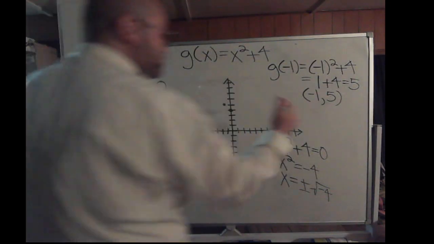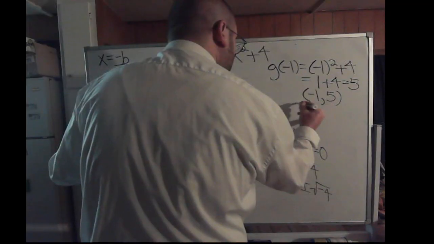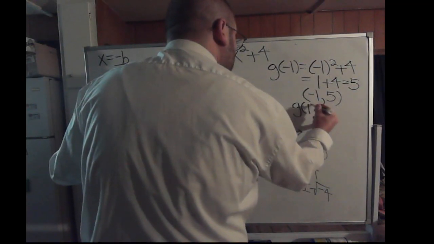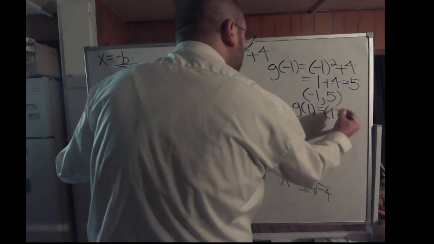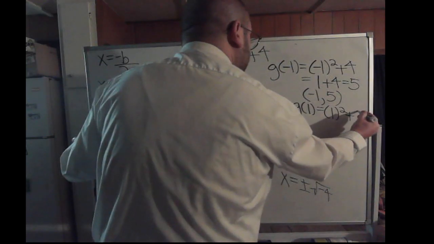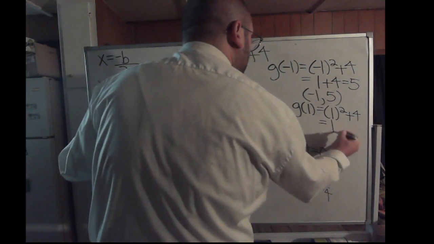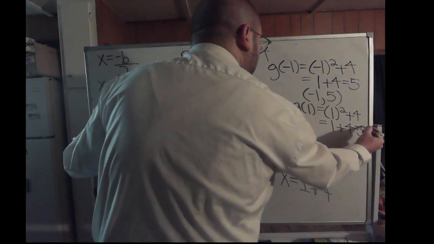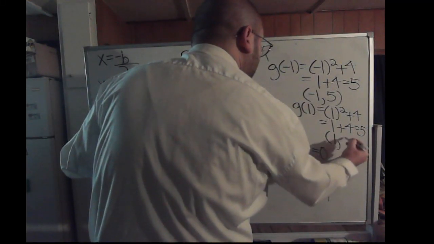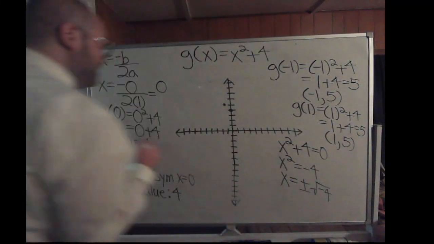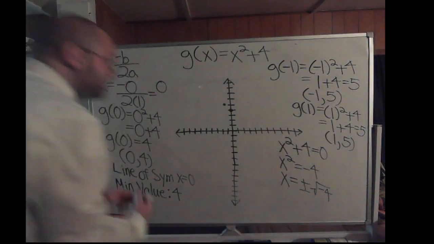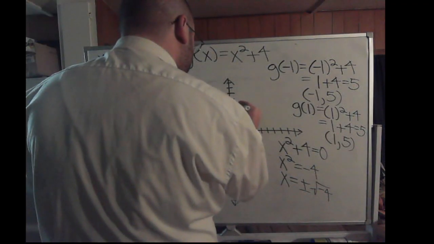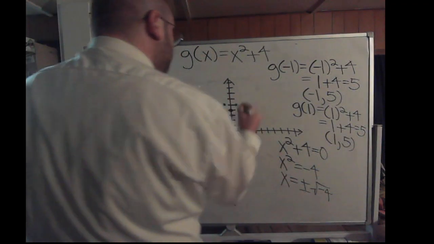Now what if we took g of 1? G of 1 is equal to 1 to the second power plus 4, which means that's equal to 1 plus 4, which means it's equal to 5. So the point 1, 5 also lies on this graph. So let's go ahead and plot 1, 5, which will be right there.